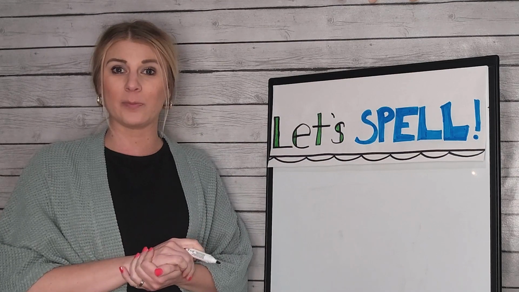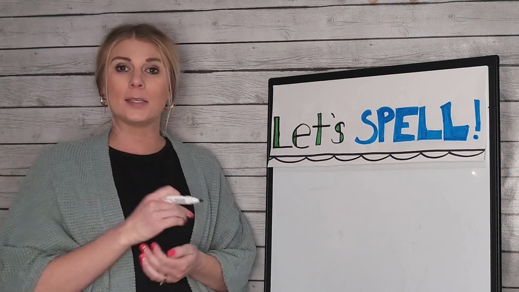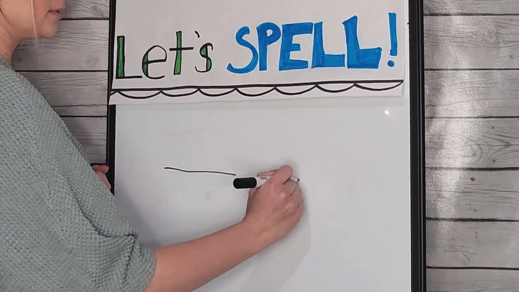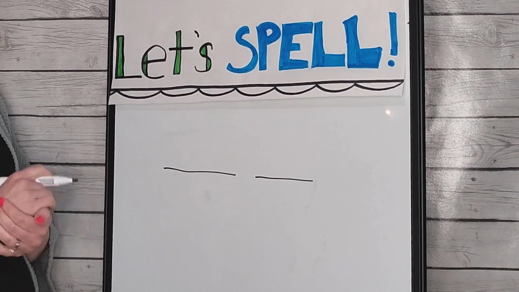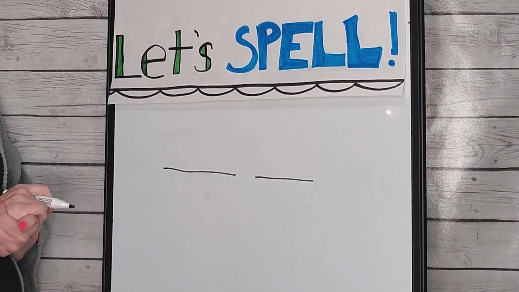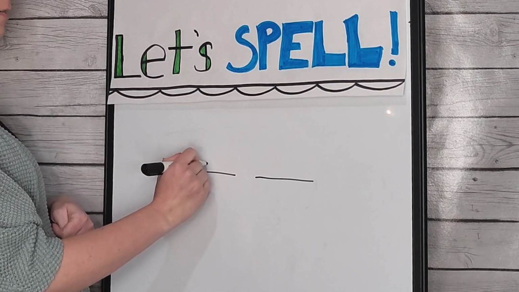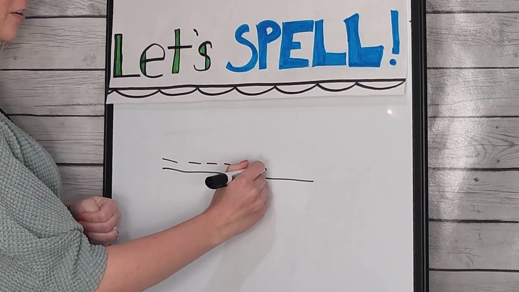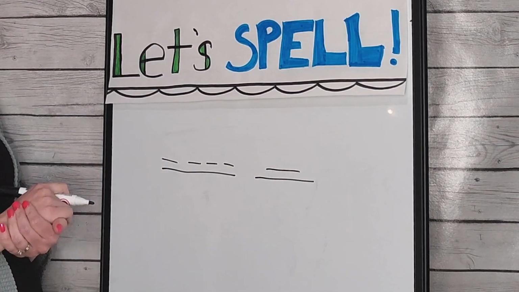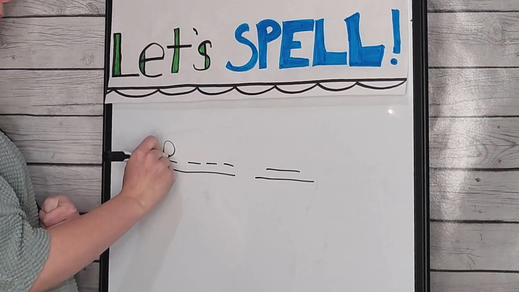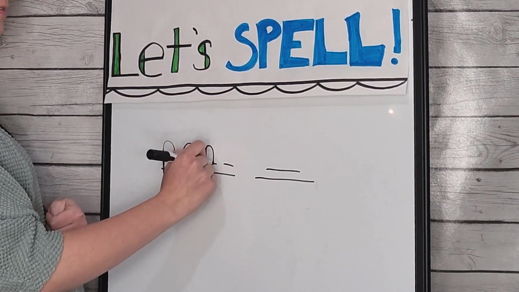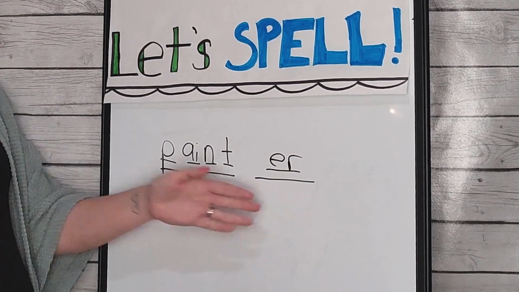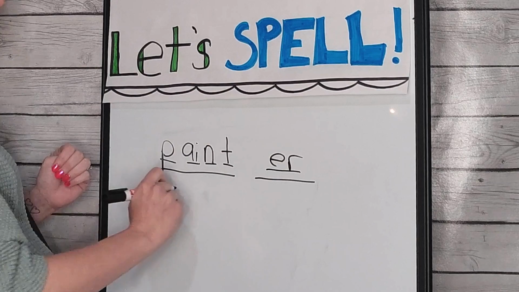Can you say that word with me? Painter. When I say the word painter, I hear 2 word parts. Paint-er. Now, when I think about the sounds in this first word part, I hear p, a, n, t. When I think about the sounds in the second word part, I hear er. Now let's think about the letters that represent those sounds. P, a, n, t, er. Paint-er. Let's put both of those word parts together to build our word.